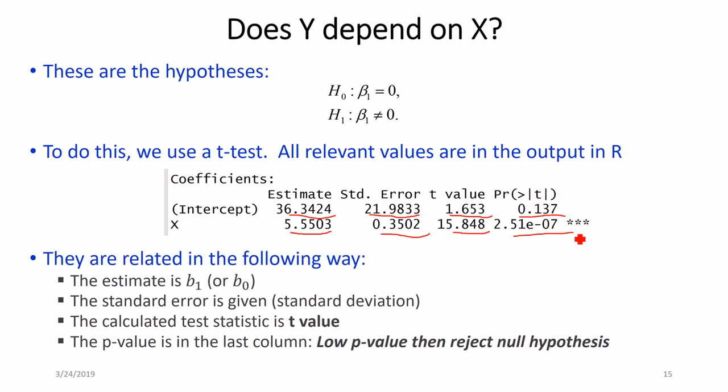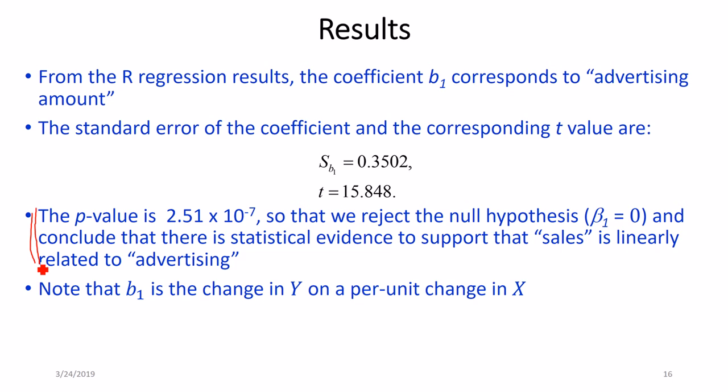As we have a low p-value here, we reject the null hypothesis, and we accept the alternative hypothesis, which says there is a linear relationship between x and y. Then we conclude that there is statistical evidence to support that sales is linearly related to advertising. And here we note that B1 is the change in sales for a change of 1 in advertising.